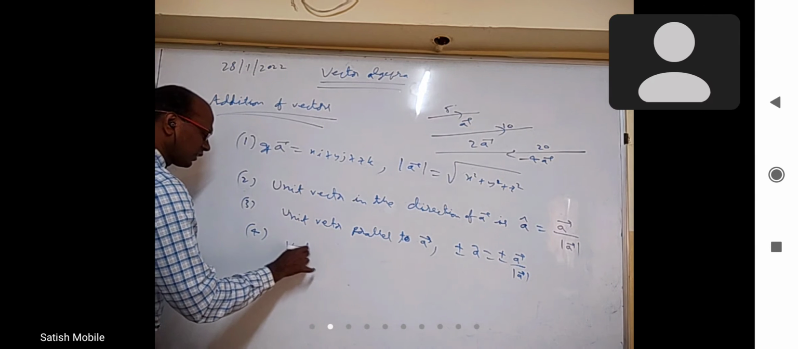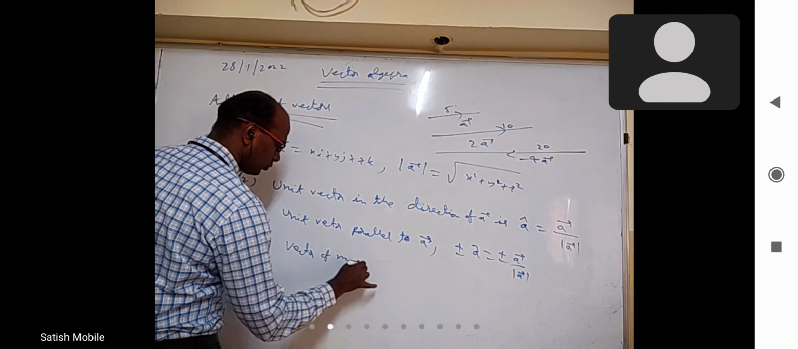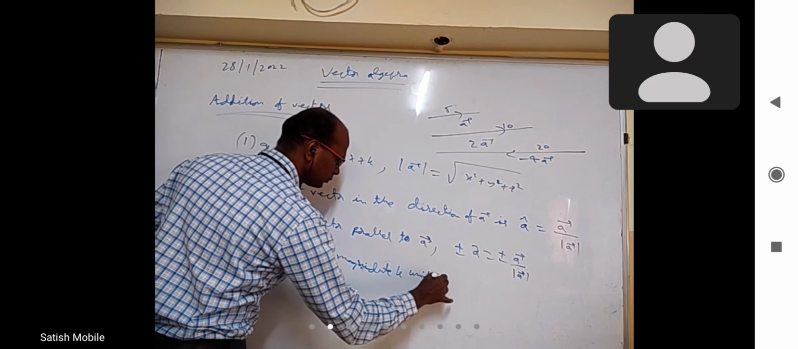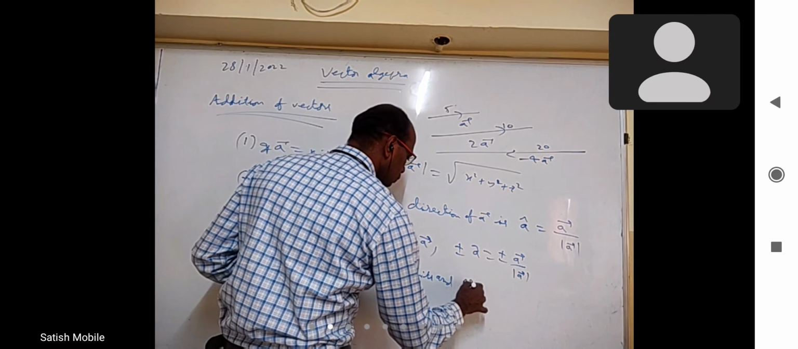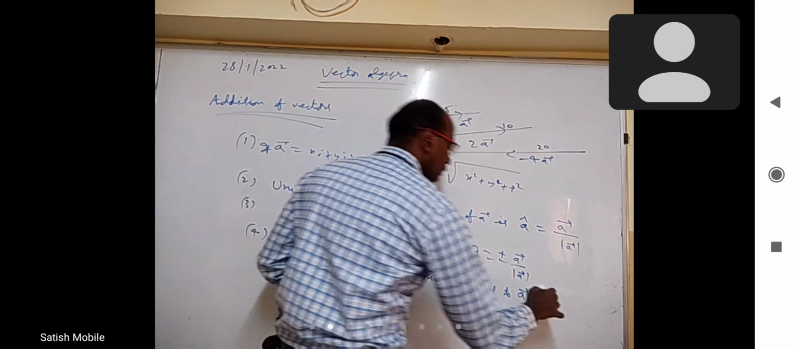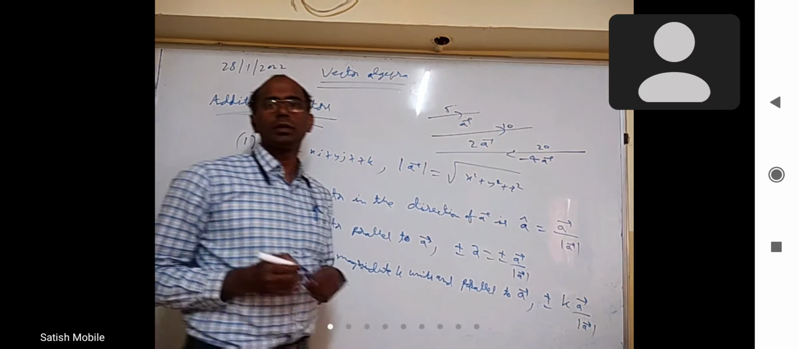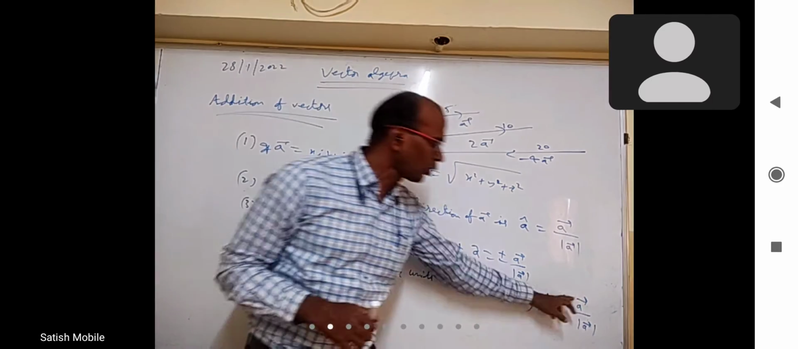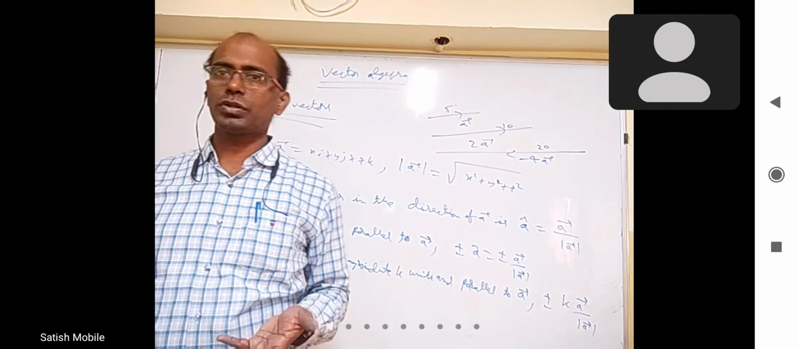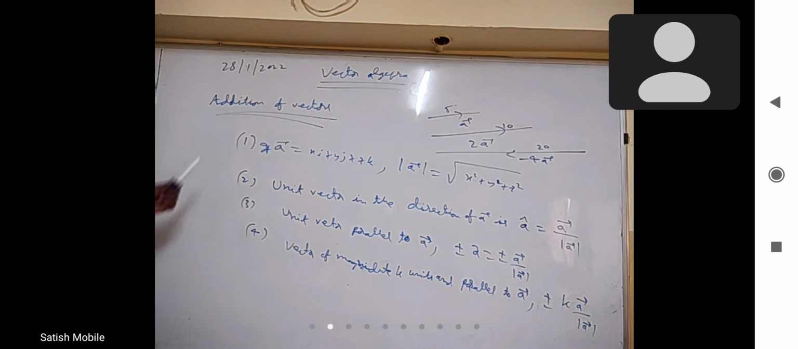If you want a vector of magnitude k units and parallel to a bar, it is plus or minus k into a bar by mod a bar. Okay. If there is a vector a bar, divide with mod a bar, what you get is a unit vector. If you multiply with k, what will the magnitude be? K units, right? Okay. These are simple points, but I want you to write them. So in the class notes, please write these points.